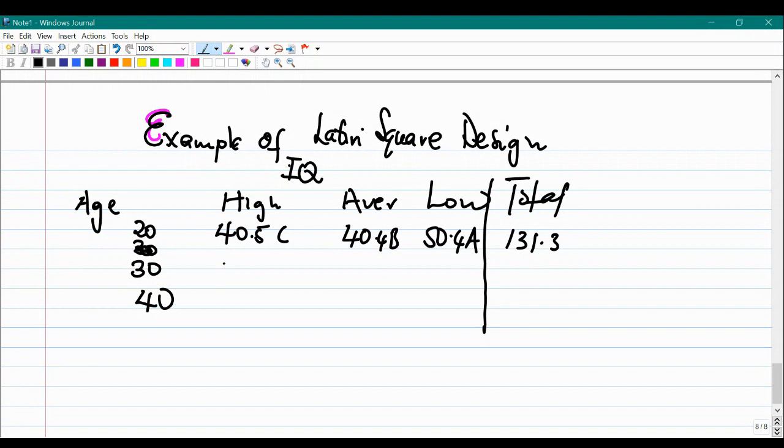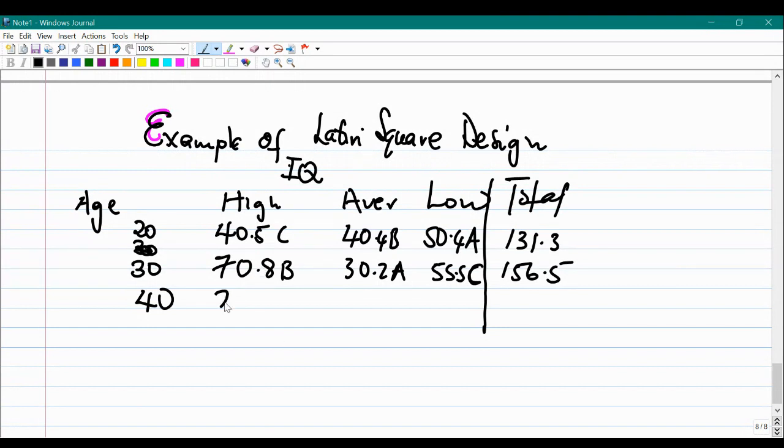Yes, let's go to the second row. 70.8 B. Yes. 30.2 A. Yes. 55.5 C. Yeah. 156.5. The other one, just give me the numbers. You don't worry about the letters.